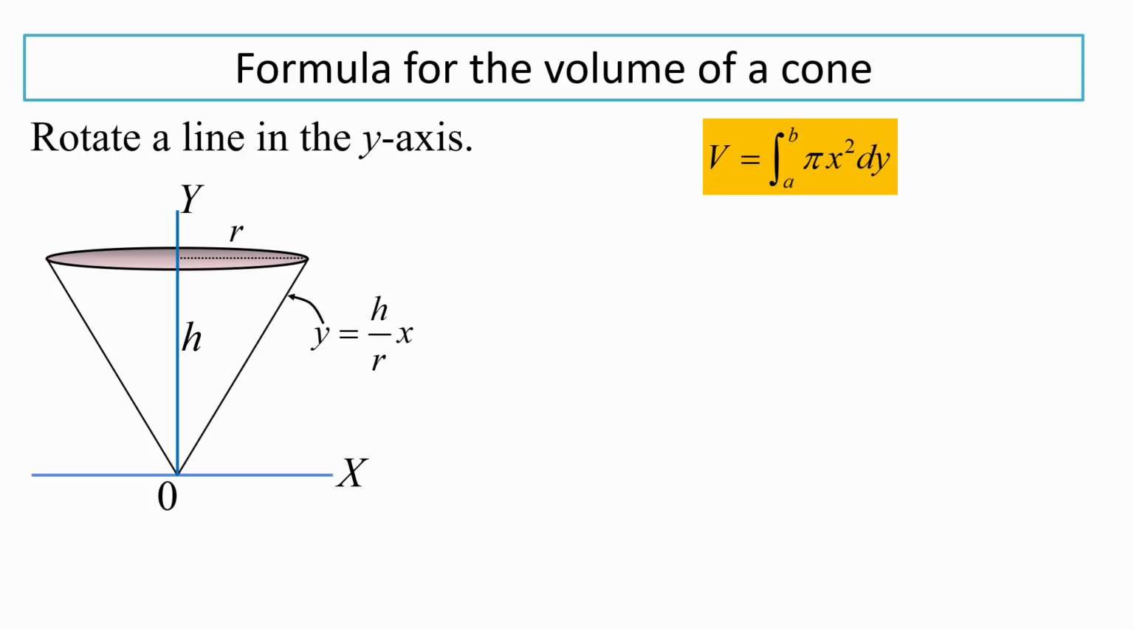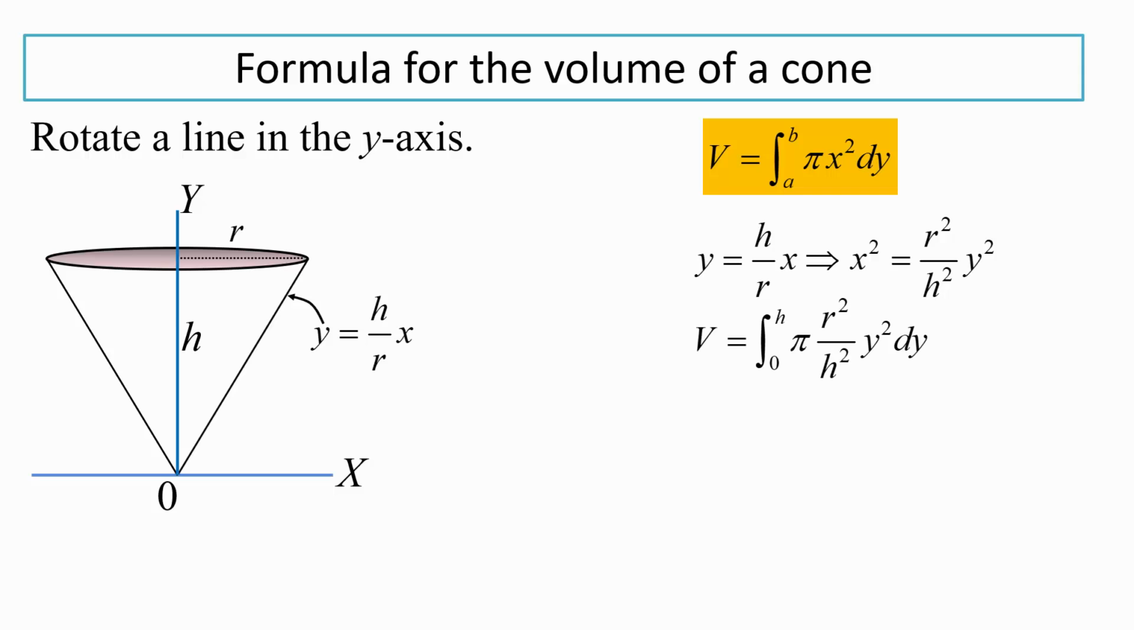So rotating about the y-axis means that's the formula we will use, pi x squared dy, the integral of that between a and b. Our values for a and b will be 0 and h, but we need to substitute for x squared. Well, we know the equation of our straight line is y equals h over r x, so x squared will be r squared over h squared, y squared. So substituting all this information into our expression for the volume, that's what we obtain.